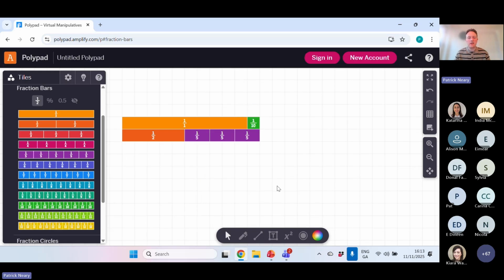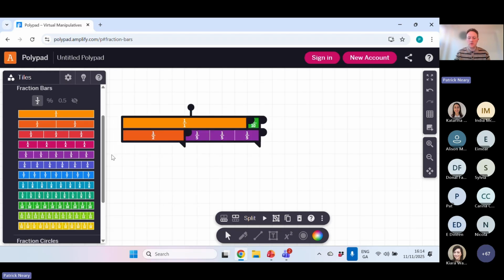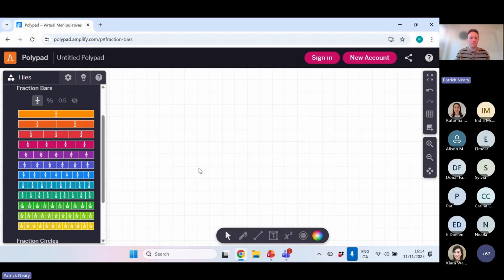This works really well on devices as well, on iPads. And the thing I love about Polypad is that it works really well on interactive whiteboards too. The touch features just work great on the board. So I find the fractions really useful for visualizing all these things. And I think especially if you start with that idea of paper strip folding, it's a lovely one.